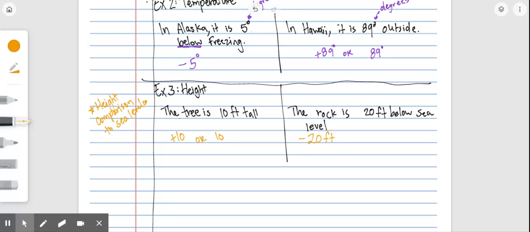Notice for negative numbers, I don't have a second way to write it. It has to have that negative there. But for positive numbers, I can either have the positive or not have it, because we just assume that it's always positive.